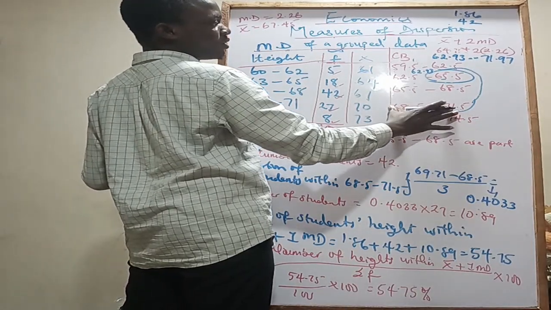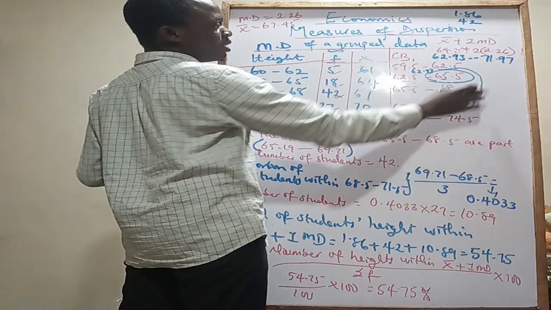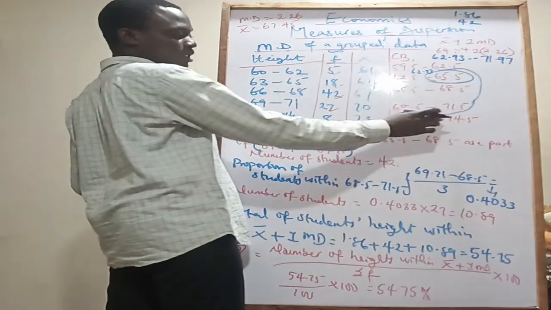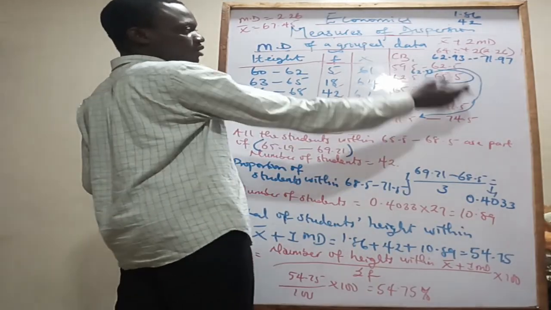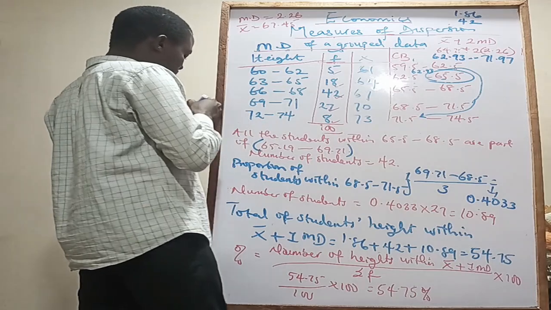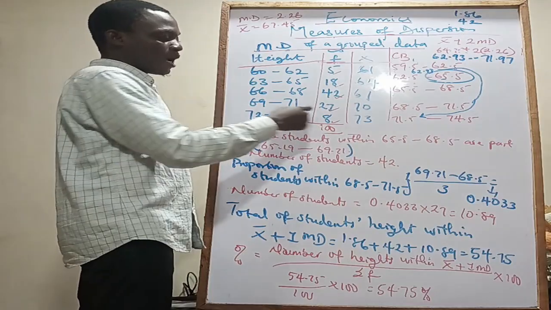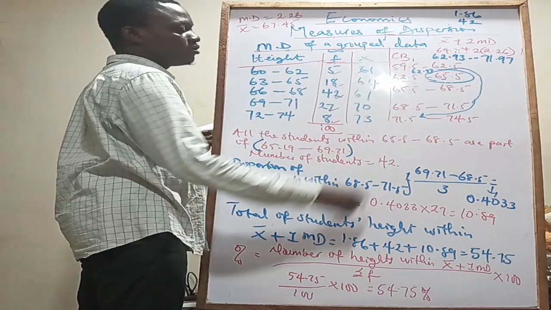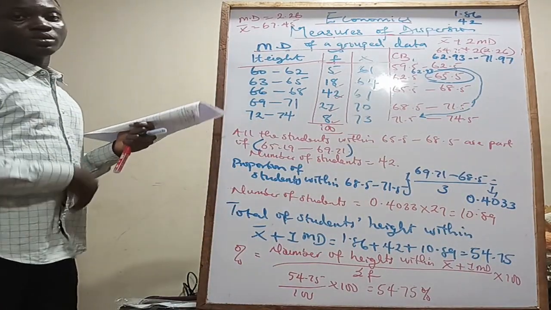The interval 68.5 to 71.5 is within this range, so you take all its students. But the last one you have to do as a proportion, because what you have is 71.97, but the class goes up to 74.5. So you do 71.97 minus 71.5, divided by the class interval, multiplied by the frequency, to get the number of those heights among these 8 that are within this interval. When you do that, add everything up, find the proportion, and then you're good.